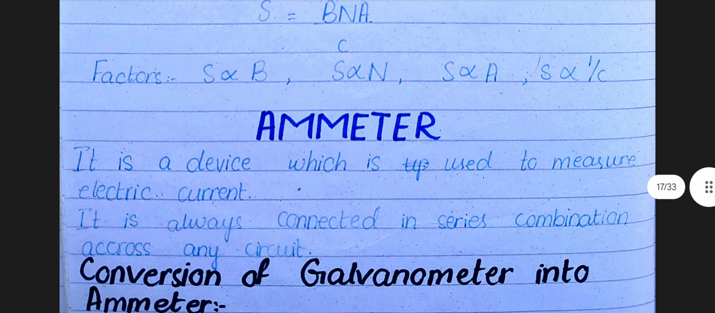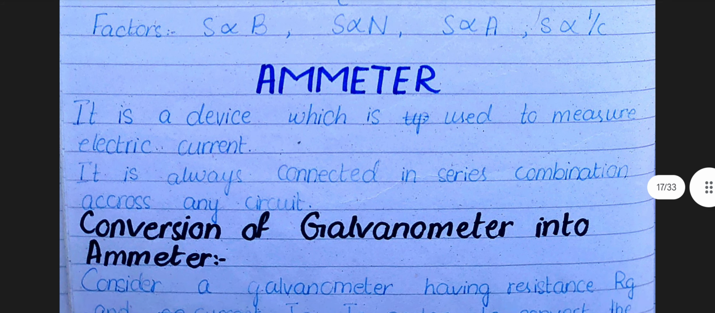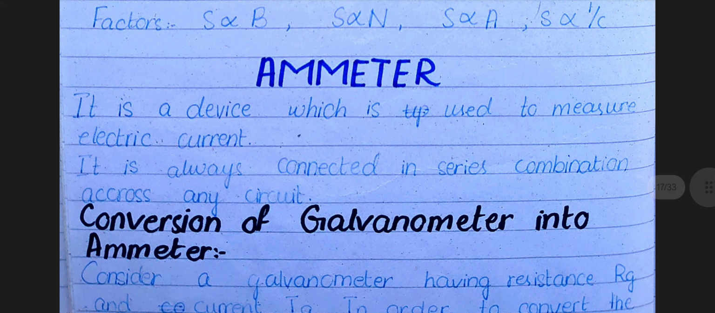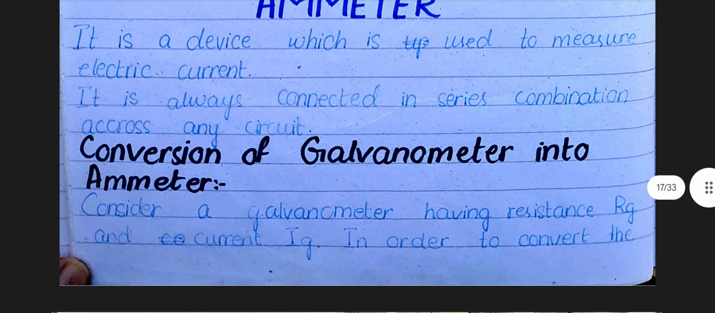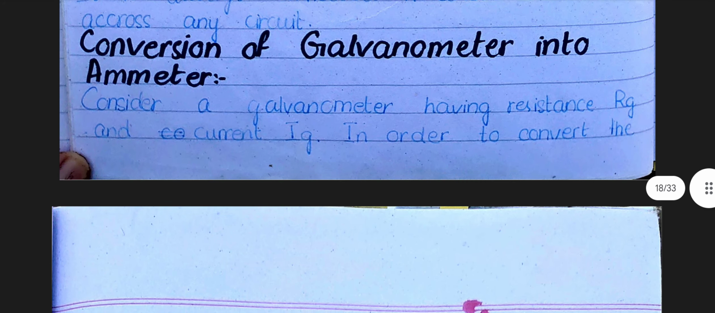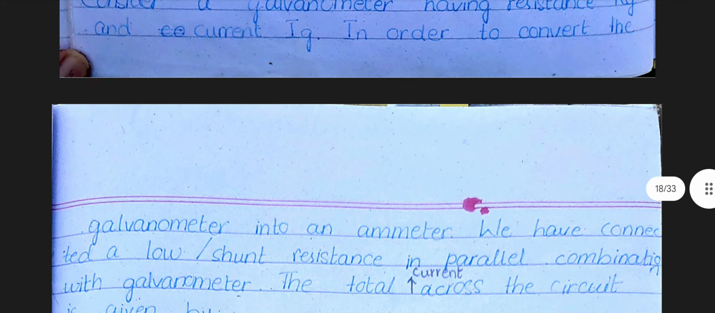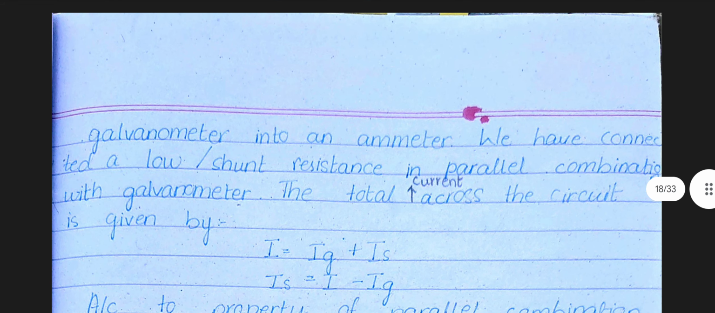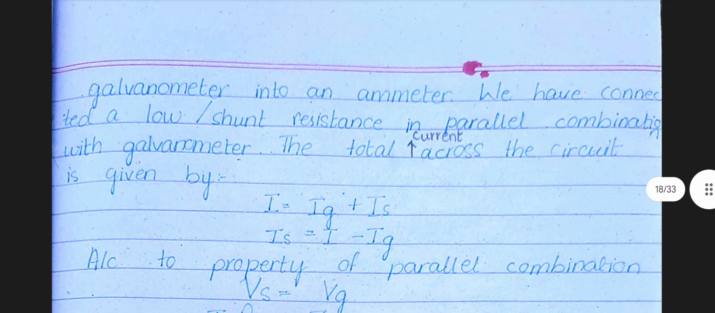Ammeter is a device which is used to measure electric current. It is always connected in series combination across any circuit. Conversion of galvanometer into ammeter. Consider a galvanometer having resistance Rg and current Ig. In order to convert the galvanometer into an ammeter, we connect a low shunt resistance in parallel combination with the galvanometer.